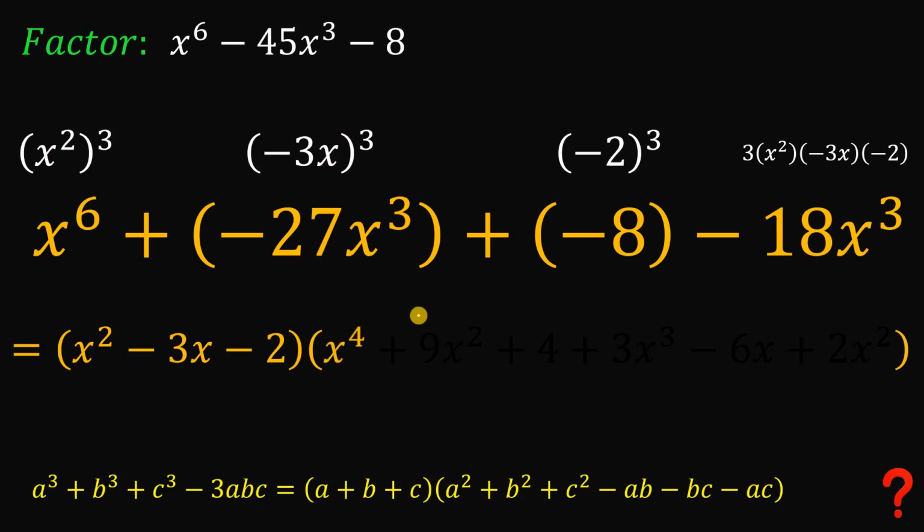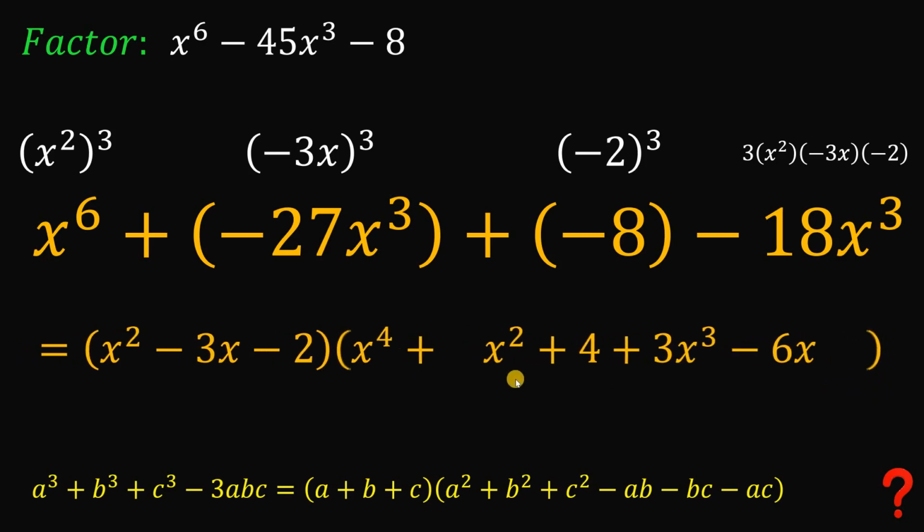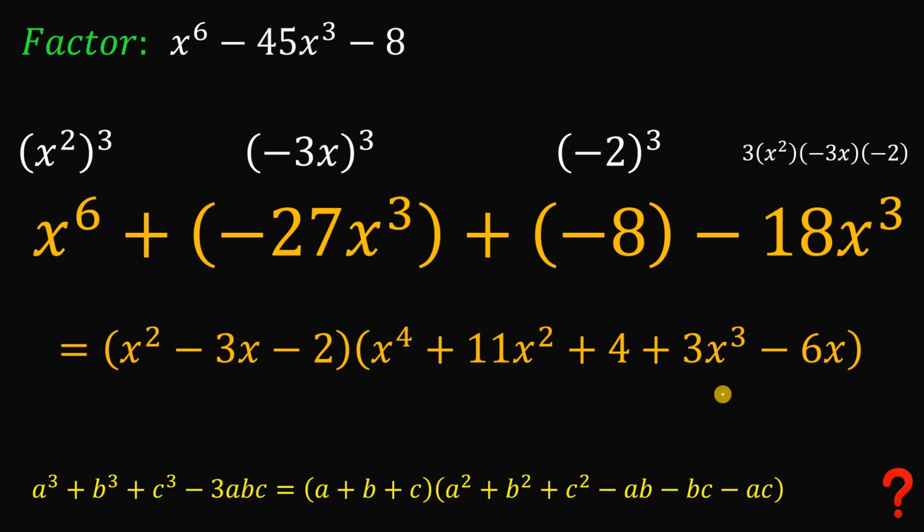Next, plus b squared, which is negative 3x raised to the second power, or simply equal to positive 9x squared. And then plus c squared, or simply equal to negative 2 raised to the power of 2, or simply positive 4. Next, minus a times b, so negative of x squared times negative 3x, or simply equal to positive 3x cubed. And negative bc, which is equivalent to negative 6x, and negative ac, which is equivalent to positive 2x squared. Now, what we're going to do is to combine like terms, which is 9x squared and 2x squared. So this will give us 11x squared. And now, rearrange some terms a little bit.